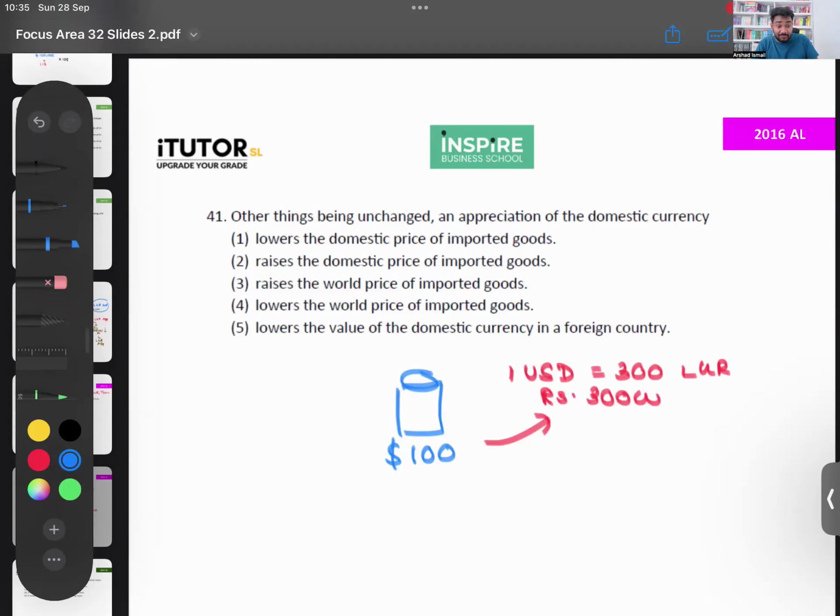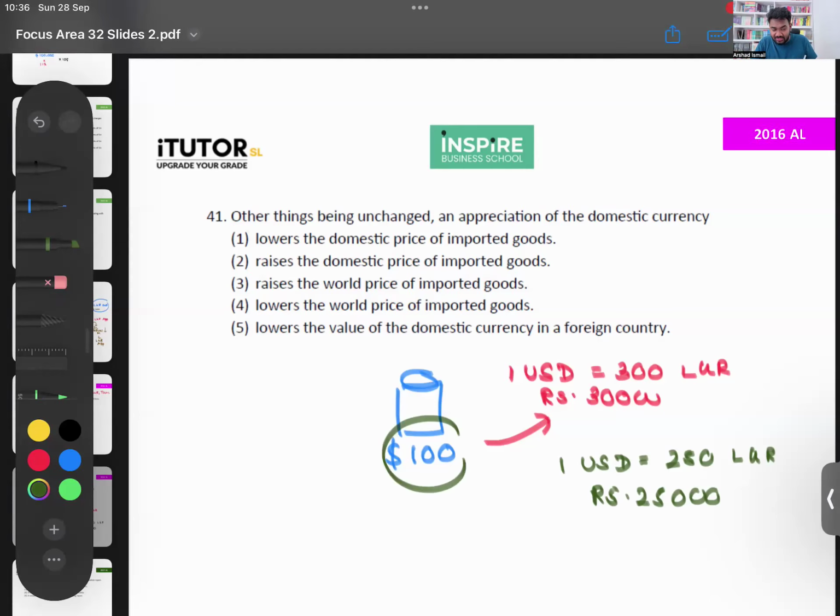Now, what if our currency appreciates? What if, let's say, next year, the dollar is not 300? What if the dollar is 250? If that is the case, Lamai, then how much should we pay to buy the barrel of oil? To buy the same barrel of oil, because your currency appreciated, for $1 you only pay 250 now. So to buy this $100 barrel, you only have to pay 25,000. So what happened, Lamai? Because of this appreciation, did the world price of the imported barrel change?